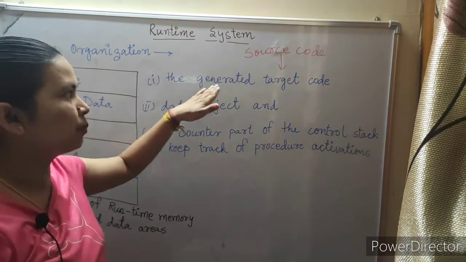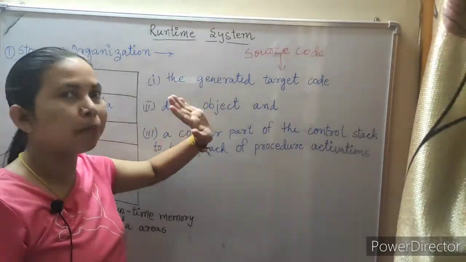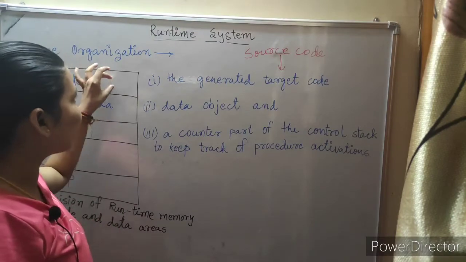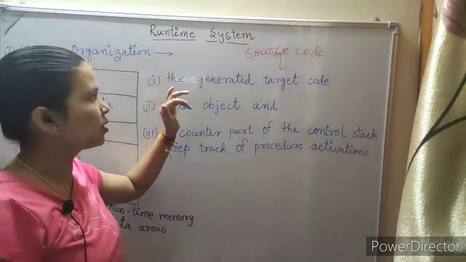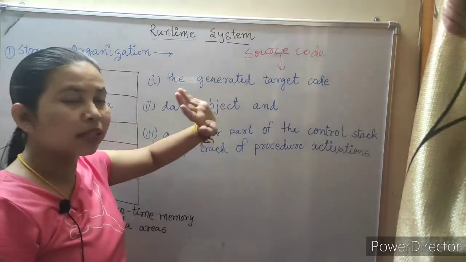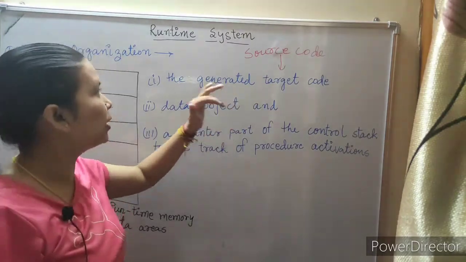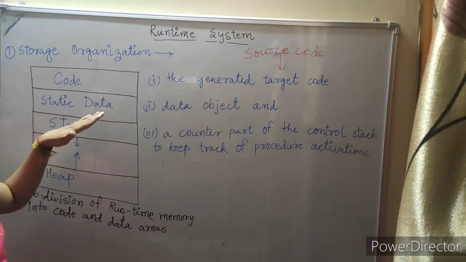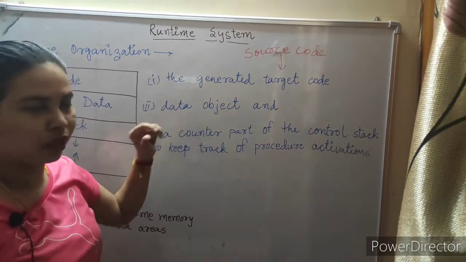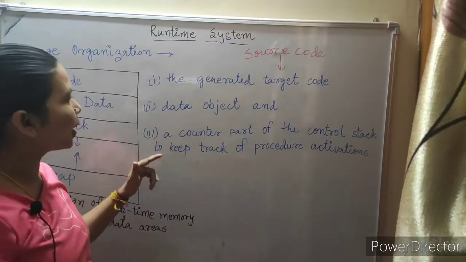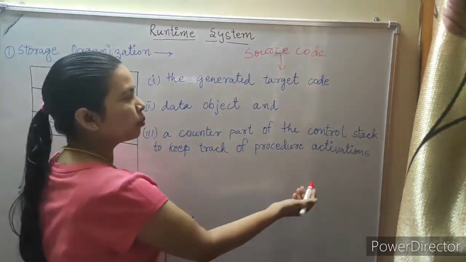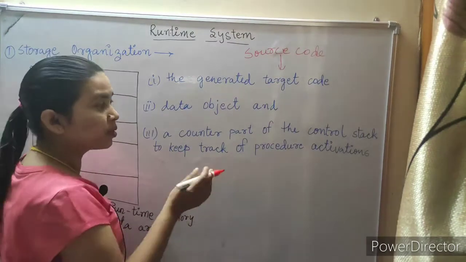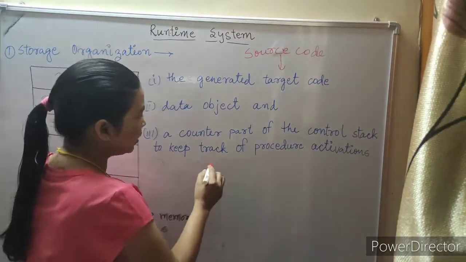And it is fixed in size at compile time. It is fixed, that means the code is fixed in size, and at compile time it will be fixed. Now static data objects will be stored. Now the stack is a counterpart of the control stack, to keep track of procedure activations.